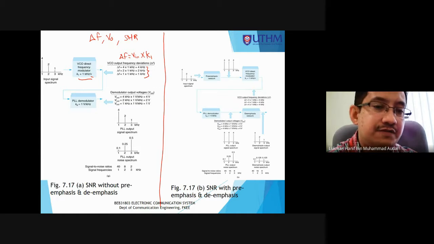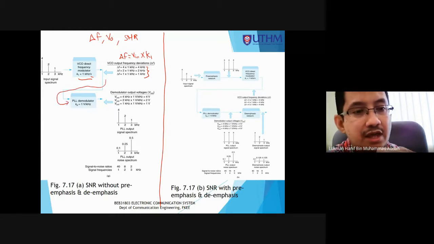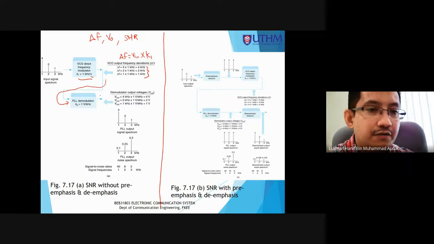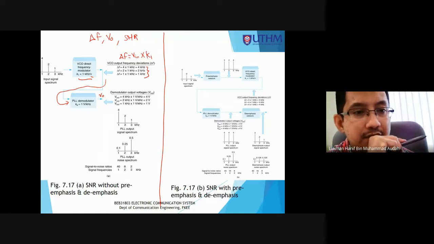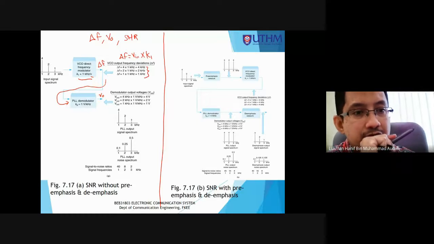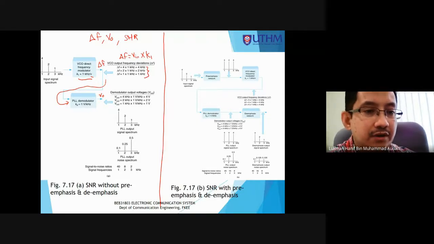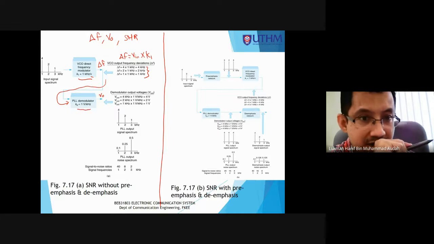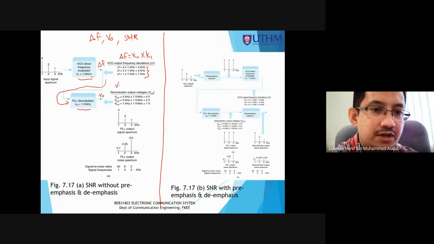So this delta F is transmitted to the receiver. We put it inside the PLL demodulator. And now we want to calculate the Vout. Okay, Vout from the output of the PLL. Tadi kita kira delta F. Okay, so how to find the Vout? Vout, that means we need to multiply KD with the delta F. Okay, so that means Vout here is equal to delta F multiplied with KD.